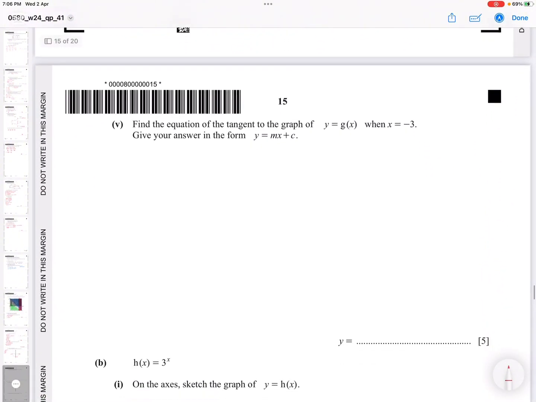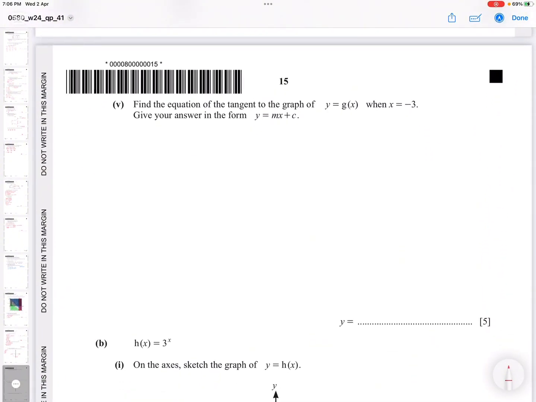Fifth part. Find the equation of the tangent of the graph of y equals g of x, where x is equal to minus 3. Give your answer in the form y equals mx plus c. So you can write y is equal to x squared minus 16. This is your g of x actually.